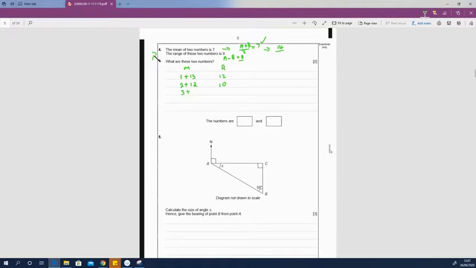3 and 11 add to 14. 11 take away 3 is 8. So that works for both of our clues. So our two numbers are 3 and 11.